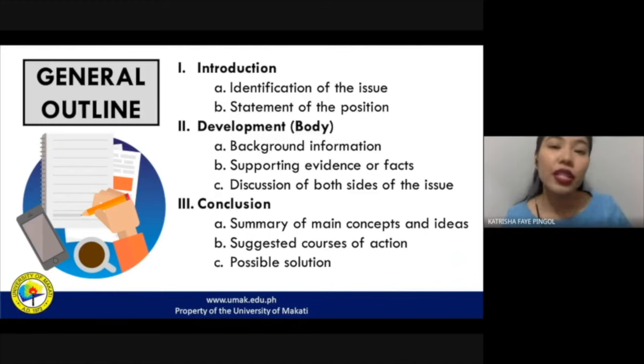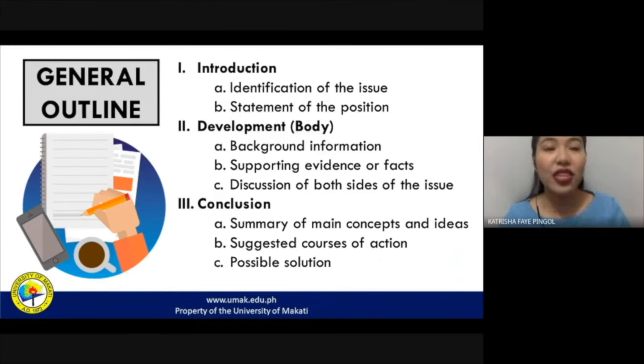Okay, so let's start first with the introduction. Your introduction basically is the first part of your position paper. In your introduction, it is best that you already identify the issue. Write it down right away, state it right away. What is the issue that you will be discussing? After which, you need to state your position concerning that particular issue. Are you in favor? Are you not in favor? Do you agree or do you disagree? Do you think it's good? Do you think it's bad? And so on and so forth. So it's best that in the introduction itself, you already discuss your issue and your stand or your viewpoint.